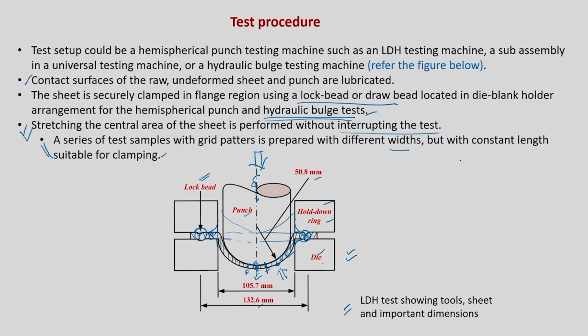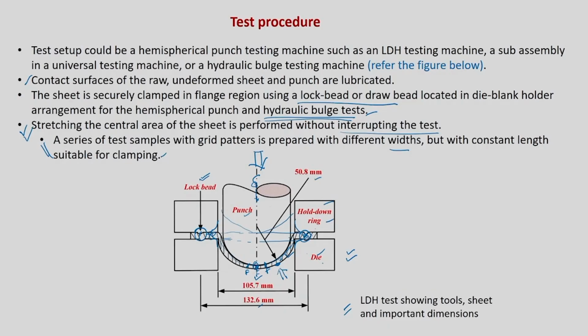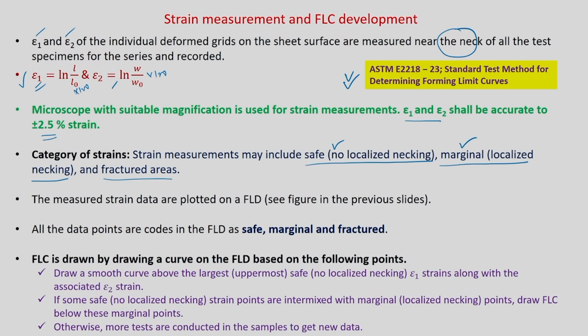As I showed you before, in this data, you can say that these red data points are failed, and these orange data points are safe. Instead of failed, you can say that these are all localized strains. Marginal ones are very close to the forming limit curve, just locally necked, whereas orange ones are fully safe, a little away from the neck region. Both strains have to be measured in all the strain paths.